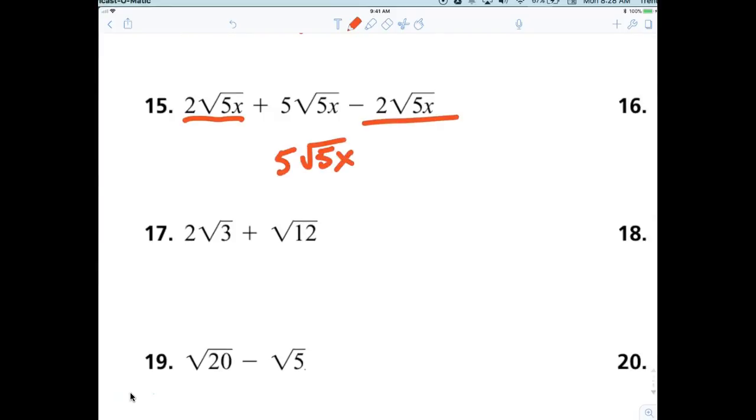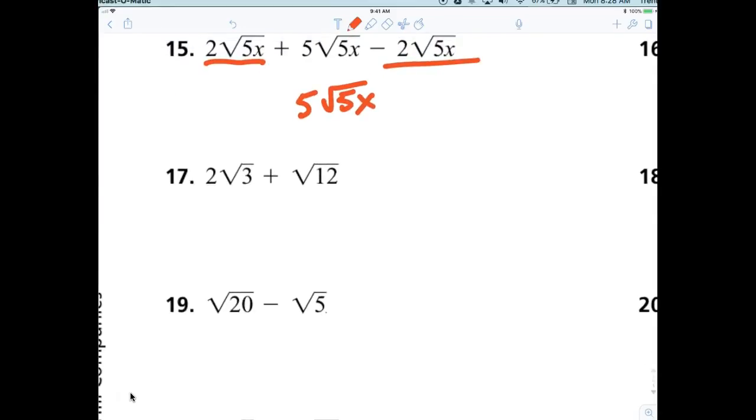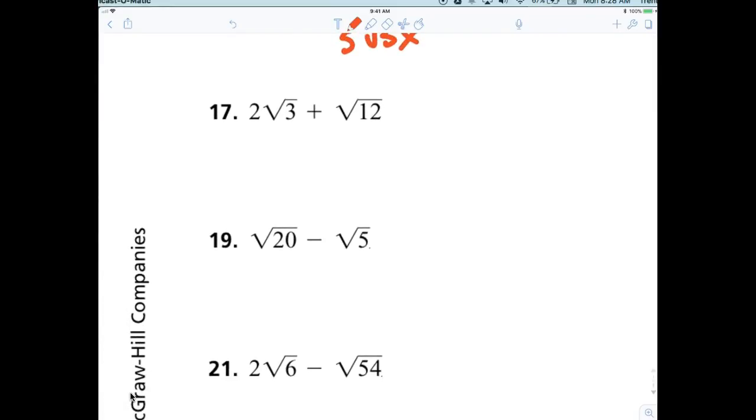Now here's the good part. Here's where you have to use what you learned last week. You shouldn't be looking at radical 12. You should be looking at that and saying that is just 2 radical 3. Everybody at this stage should be able to just say radical 12 is 2 radical 3. Anybody need help breaking that down? So 2 radical 3 plus 2 radical 3? 4 radical 3.